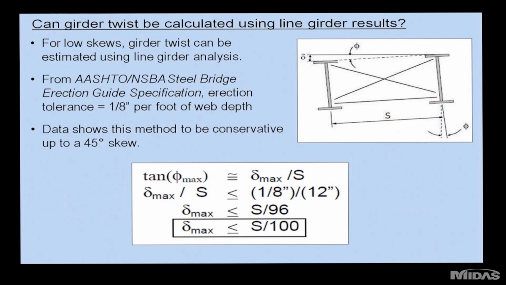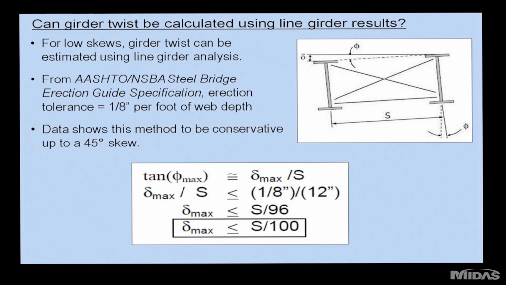Moving on, the final question that ODOT wanted answered as part of this study is, can we predict twist without going to a grid analysis? Can we do it from line girder results only? And we devised a method to do this just based on measuring the differential deflections between adjacent girders using a line girder analysis. And came up with a rule of thumb that we found to be conservative up to a 45-degree skew.